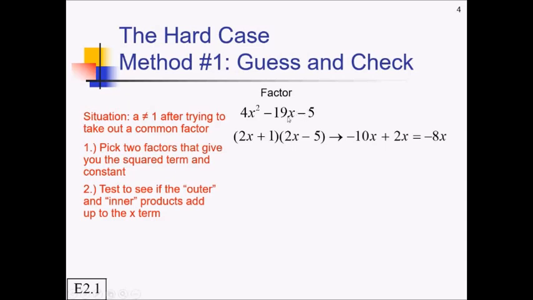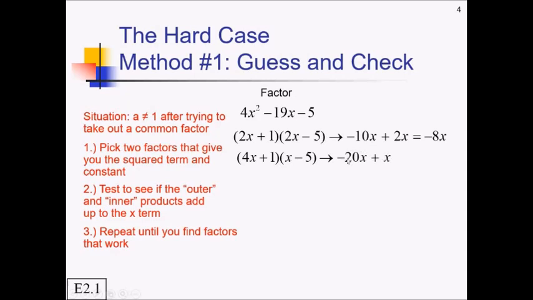So if you don't get the middle term here, you have to keep repeating this process until you find factors that actually work. So this didn't work out. Let's try something else. Instead of trying 2x and 2x, I'm going to try 4x and x, and I'll still have plus 1 here and a minus 5 here. So I'm only changing the x terms there. Now if I multiply these out, 4x times negative 5 is going to give me negative 20x. 1 times x gives me 1x. Negative 20x plus 1x adds up to negative 19x. And hey, that's exactly what I was looking for. So that means I just found the answer here.